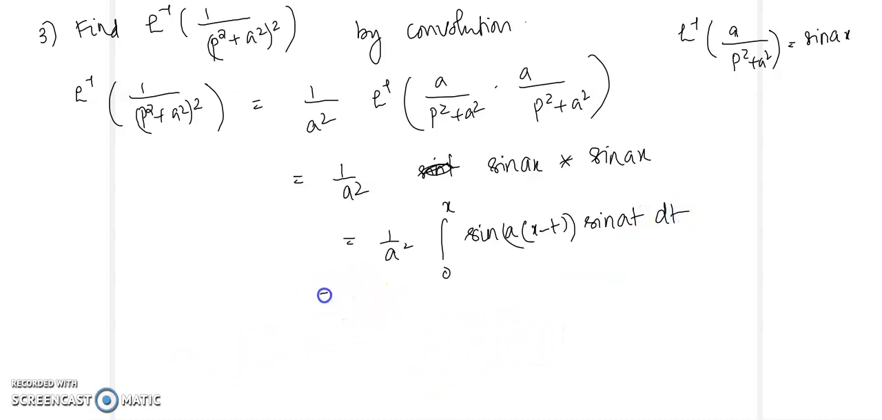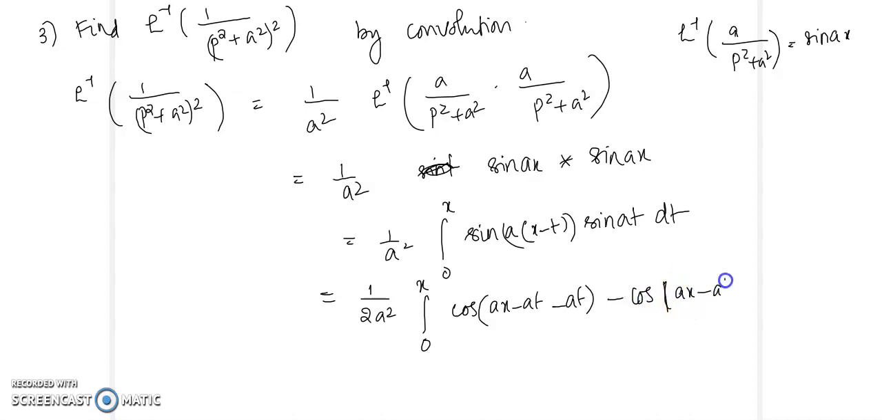So this will be the integral. Now this is in the form sine A sine B. So that will be 1 by 2a square integral 0 to x. Now sine A sine B is cos(A minus B) minus cos(A plus B). So that is ax minus at, minus cos of ax minus at plus at, dt. So you will get 1 by 2a square integral 0 to x of cos(ax minus 2at) minus cos ax dt.